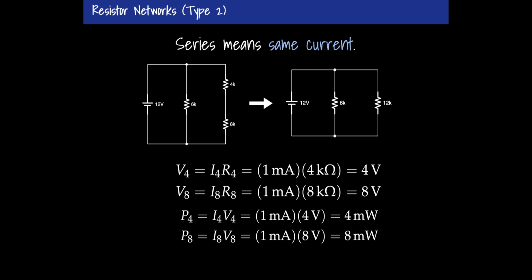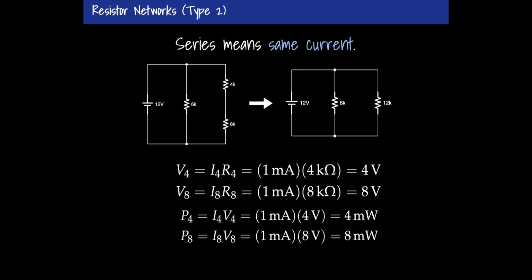I4R4 is the 1 milliamp times the 4K is 4 volts. And the voltage across the 8K is I8R8, 1 milliamp times 8 kilohms, is 8 volts. Oh, look at that. 8 plus 4 is 12. Because I start up here at 12 volts, and if I go through the 6K, I go down 12 volts. I start up here at 12 volts. If I go through the 4K, it's 2 waterfalls. I go down 4, and then I go down 8, and I'm back to 0 to go to the bottom of the battery, get pumped up again, and run the circuit.